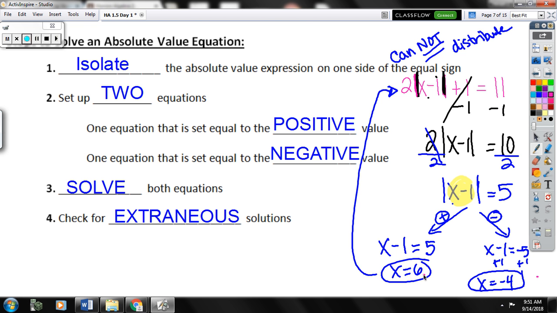6 minus 1 is 5. The absolute value of 5 is 5. 2 times 5 is 10. 10 plus 1 is 11. So this one works. Give it a check.